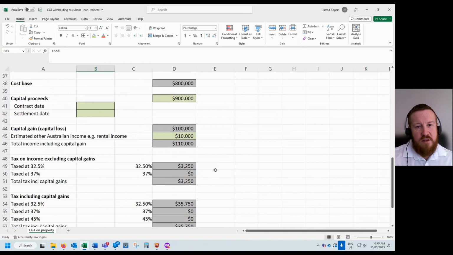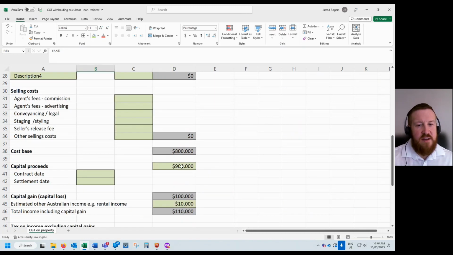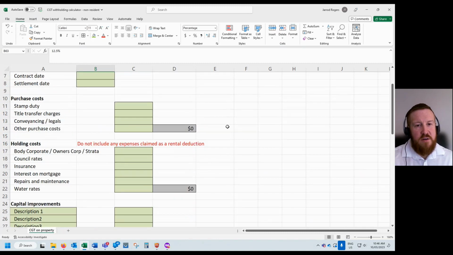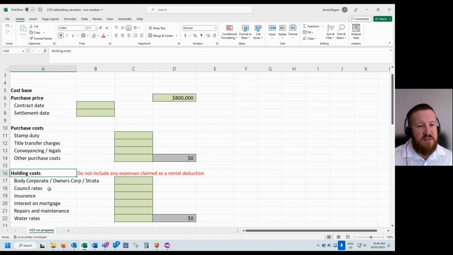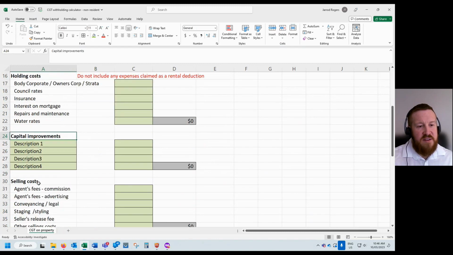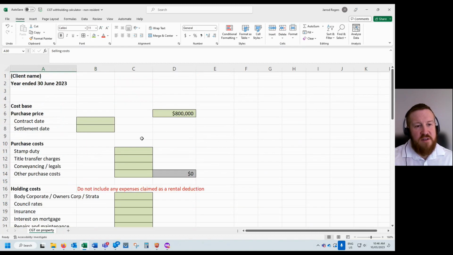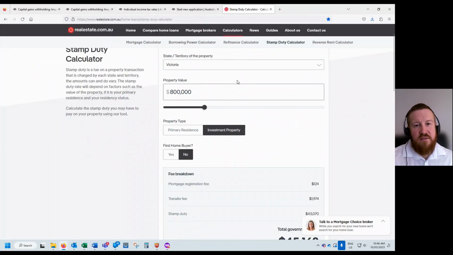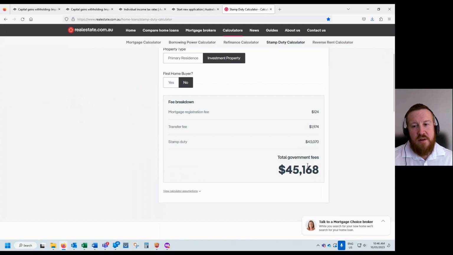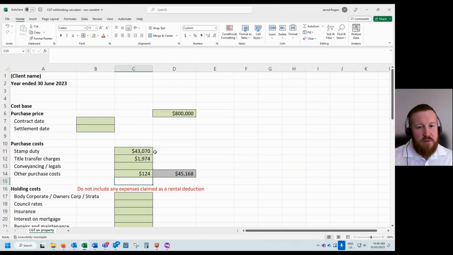And this actually would come even lower because your capital gain isn't just the sale price and the purchase price. You also need to include factors like purchase costs, holding costs, capital improvements, and selling costs. So purchase costs, we're talking mainly about government charges. The government charges on an $800,000 property in Victoria would be $45,000 in total. There also might be some legal fees, looking at about $1,500 for these normally.